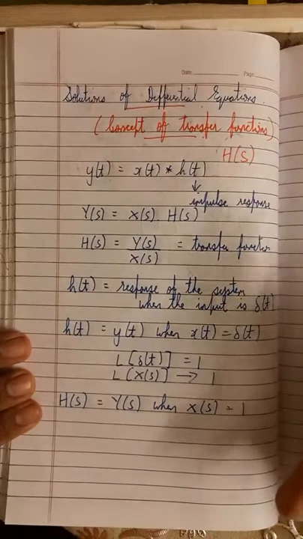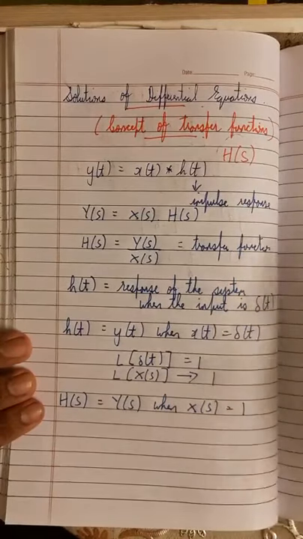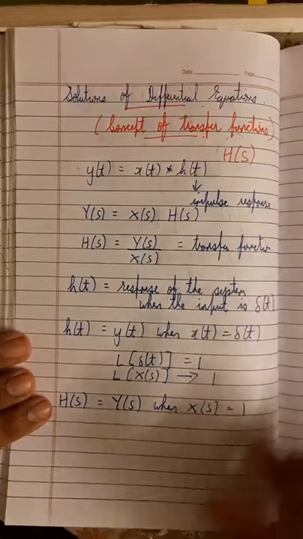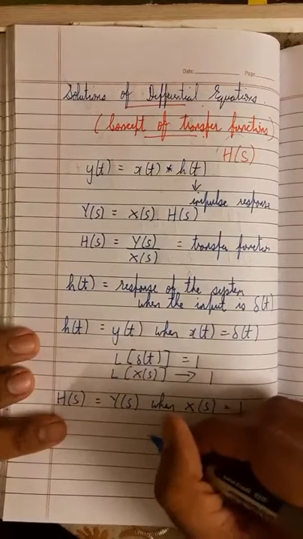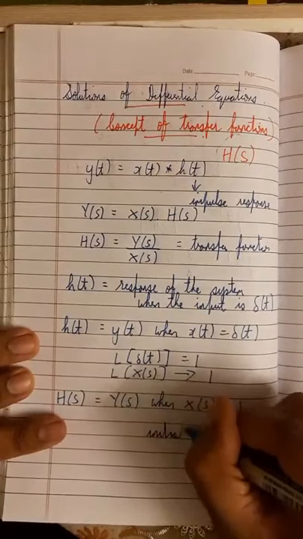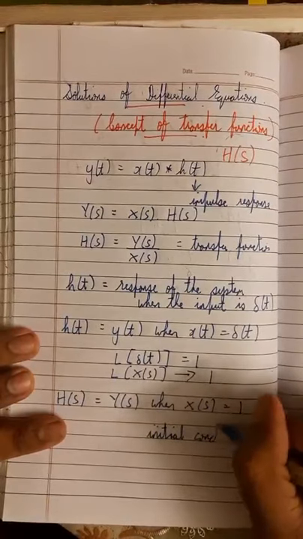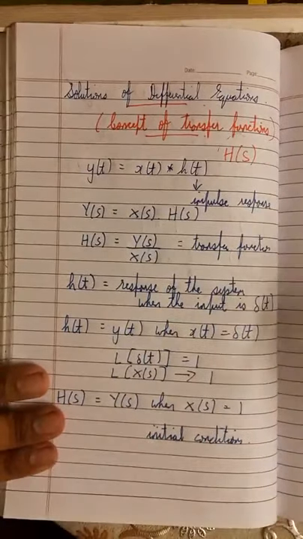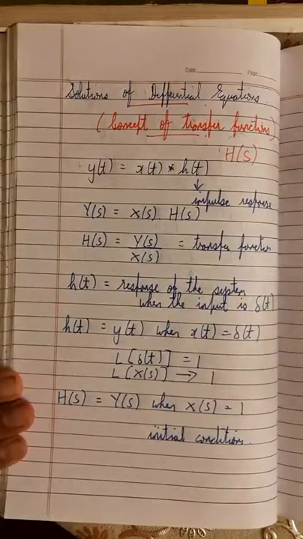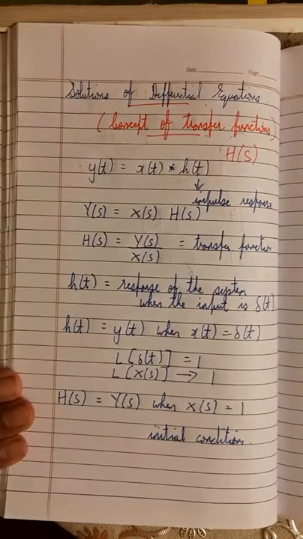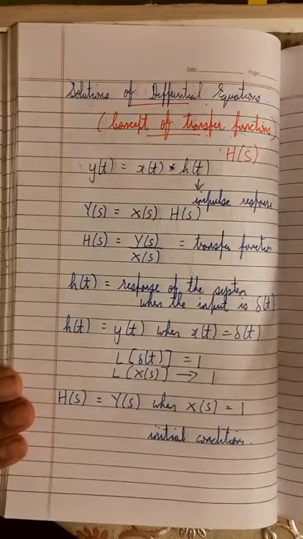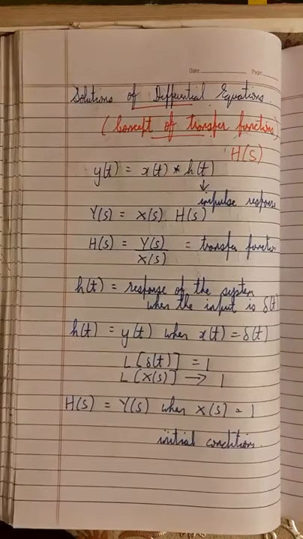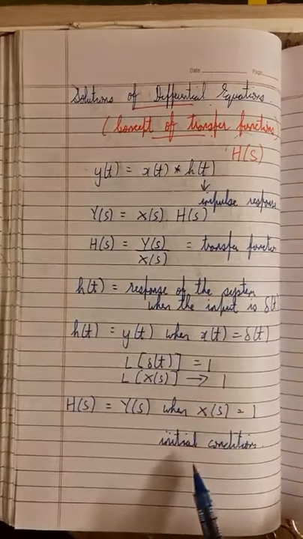Okay, so what is the significance of this h of s? The reason we are applying this is that there is another concept that you need to understand, and that is called the initial conditions. So what are these initial conditions? These initial conditions are the state of the system when you are not applying any input to it. Without applying any input, the system is naturally in that particular condition. That condition is what we call the initial condition.